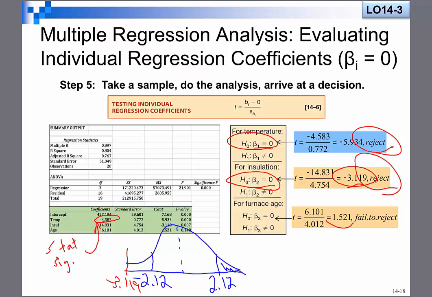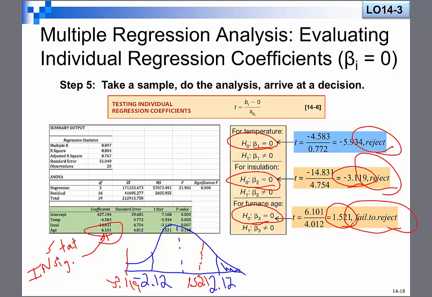The third one, the t-stat for beta 3, is 1.521. Now that would fall to the left of the critical t. If that's the case, we cannot reject beta 3 being 0. And so we say then that beta 3, age, having a beta of 6.101 right here, is statistically insignificant, meaning that's not a good number, because we've proven that beta 3 is closer to 0 than it is 6.101. So we can't use 6.101 in our analysis.